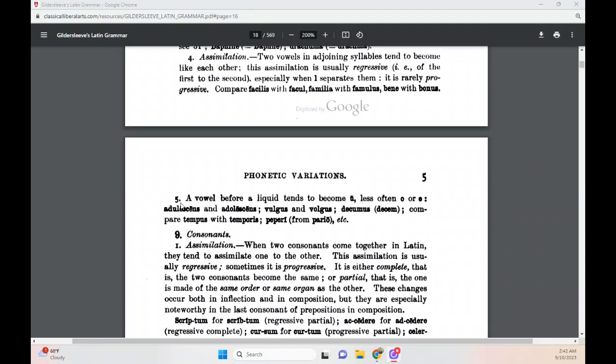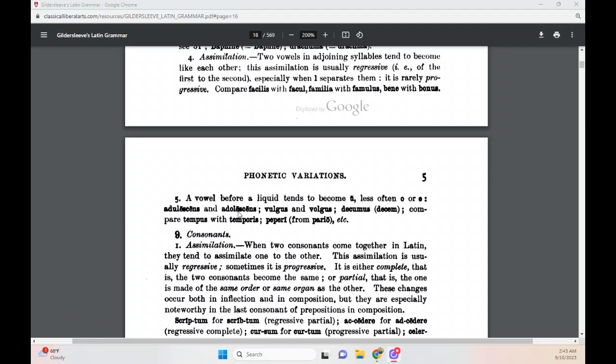Next, in note 5 here, a vowel before a liquid tends to become U, short U. A vowel before a liquid, that would be L, M, N, or R. A vowel before a liquid tends to become U. Sometimes, but less often, it becomes O or E. Some examples here.